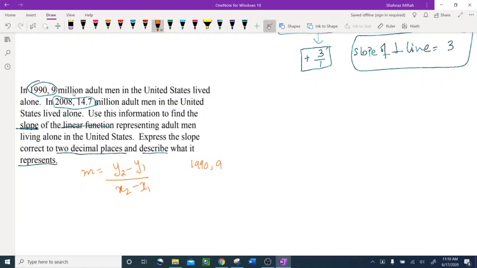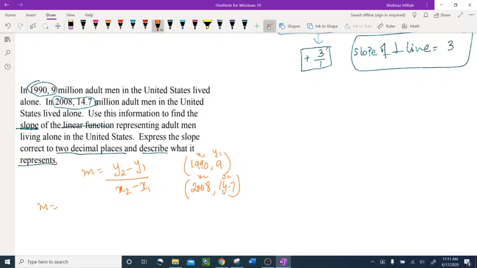I'm not writing million with it or zeros and stuff. I'm just going to leave it here. My answer is going to be in millions anyway. So that's my one ordered pair. That's my x and that's my y. I can say that's x1 and y1. Right? Then I have another ordered pair, which is 2008 and 14.7. So that's my x2 and that's my y2. So let's plug it in.